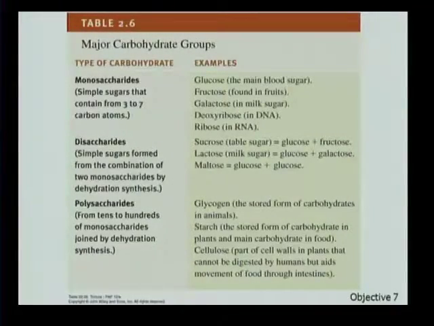Now in Objective 6, we looked at the monomers of carbohydrates. In Objective 7, we're going to look at how the monomers and the polymers of carbohydrates relate to one another. Remember that a monomer is the single unit. A polymer is when we string monomers together, when we bind them together.